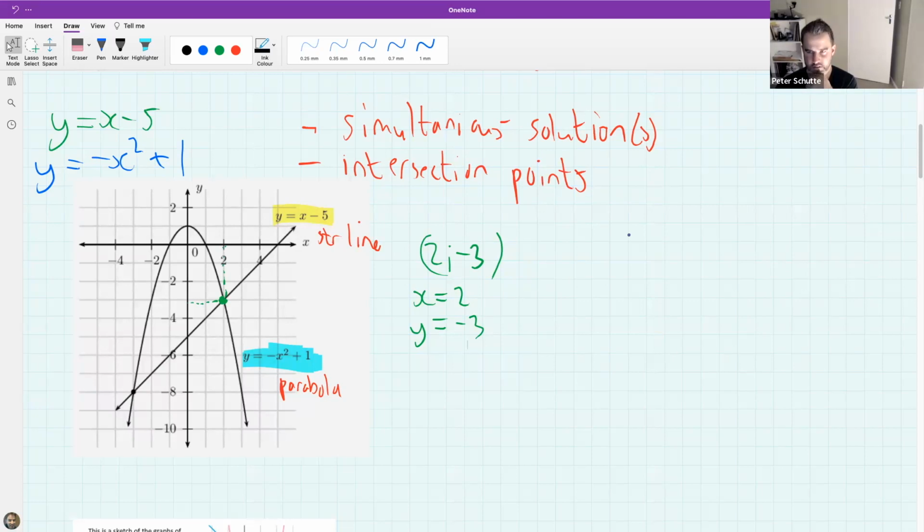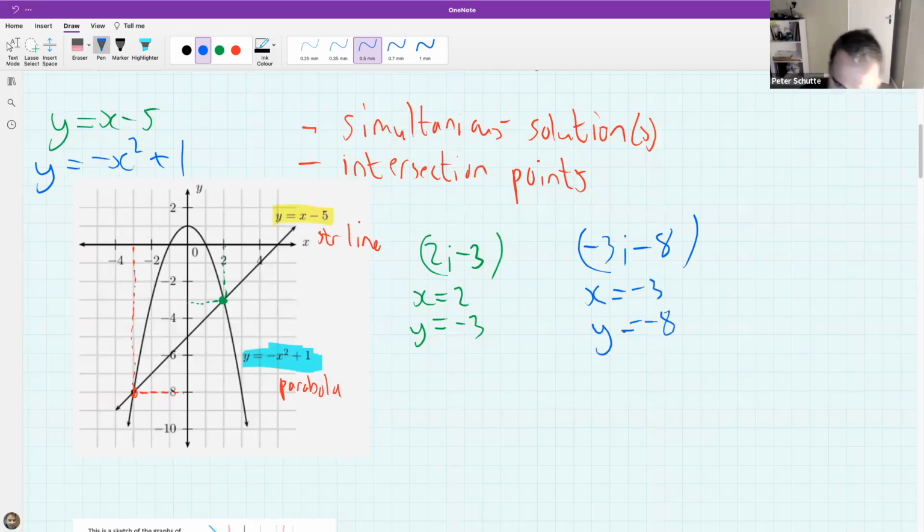And Tocorzo says I should go look at -3. So where's -3? Here's -3. Oh, there we go. So it looks to me like the other intersection point would be -3, -8. Or we could say x is -3, y is -8.